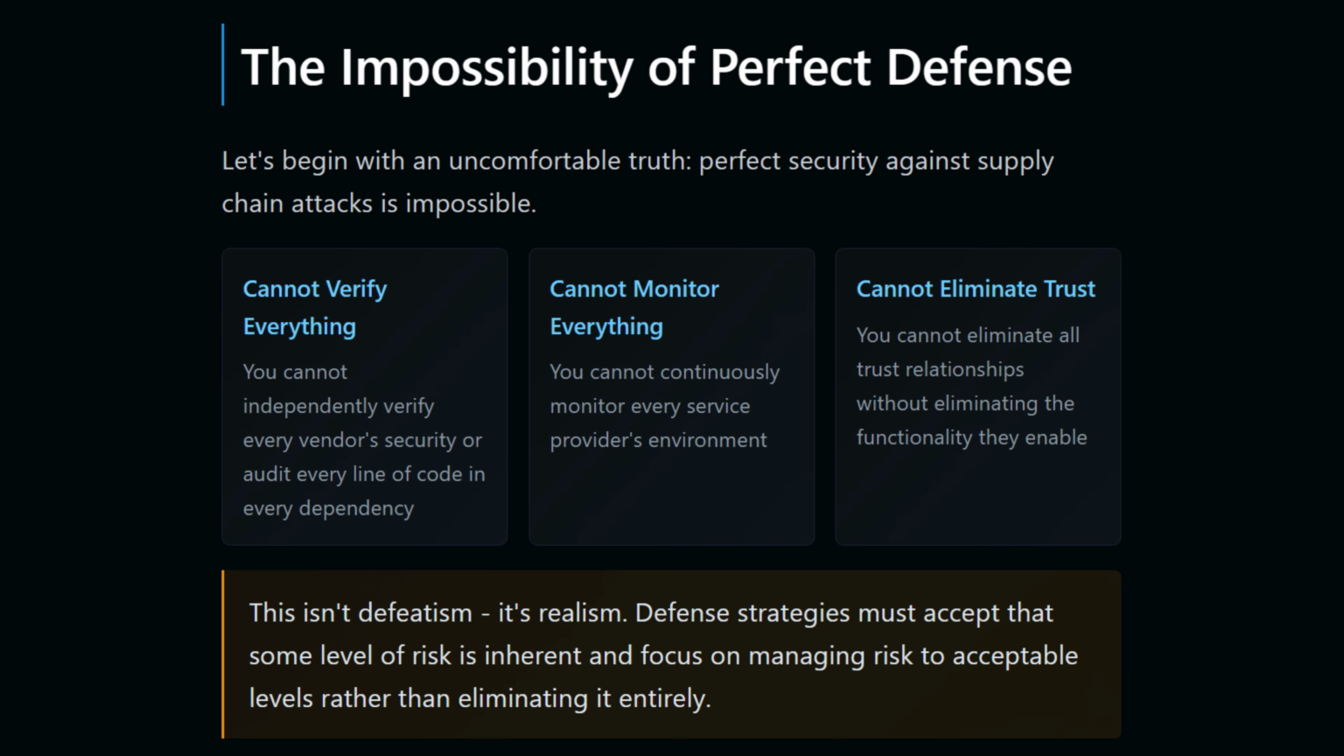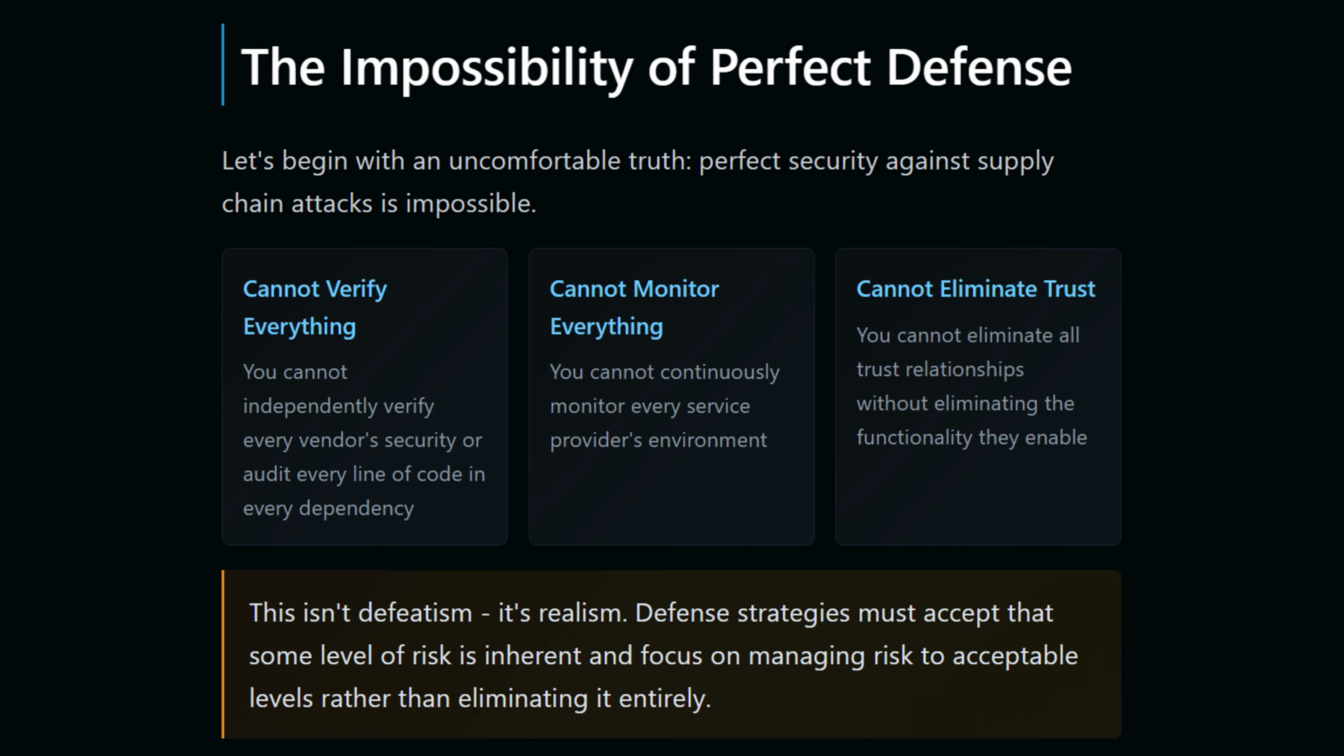Let's begin with an uncomfortable truth. Perfect security against supply chain attacks is impossible. You cannot independently verify every vendor's security, or audit every line of code in every dependency, or continuously monitor every service provider's environment, or eliminate all trust relationships without eliminating the functionality those relationships enable. Supply chain attacks exploit necessary trust because complete self-sufficiency isn't practical. This is not defeatism, it's realism.